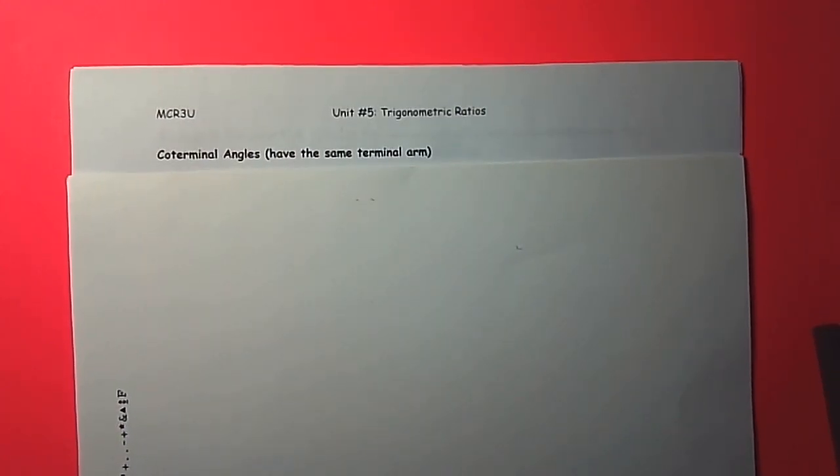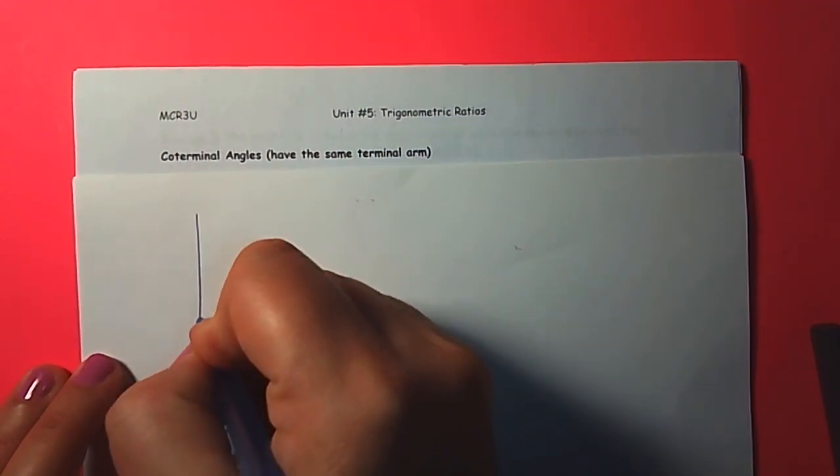Hello everyone, we continue with trigonometric ratios for any angle between 0 and 360. Now, this is video 3, and we are going to look at coterminal angles. Coterminal angles have the same terminal arm. So what do we mean by that?